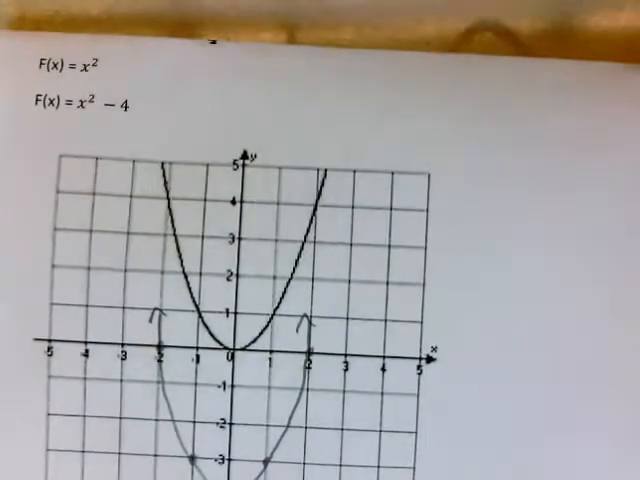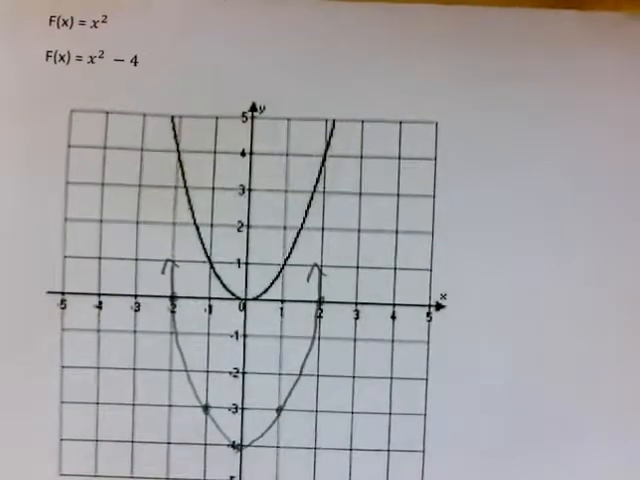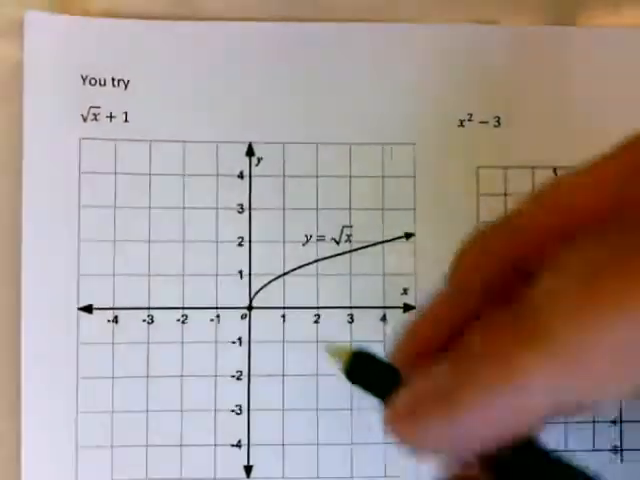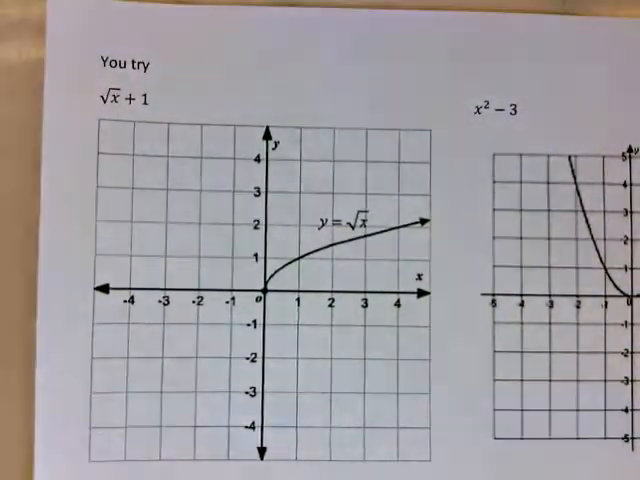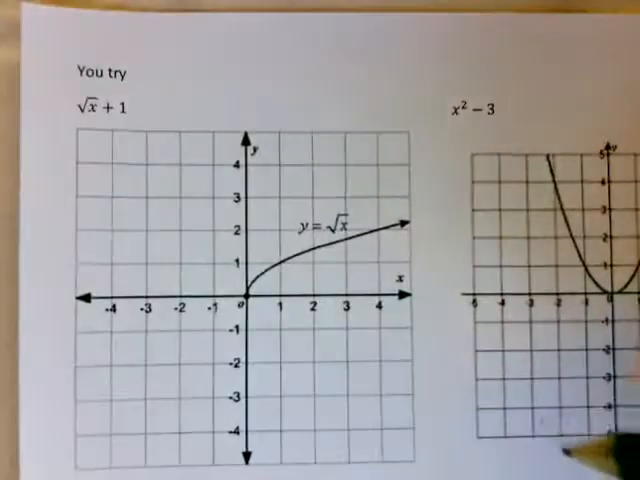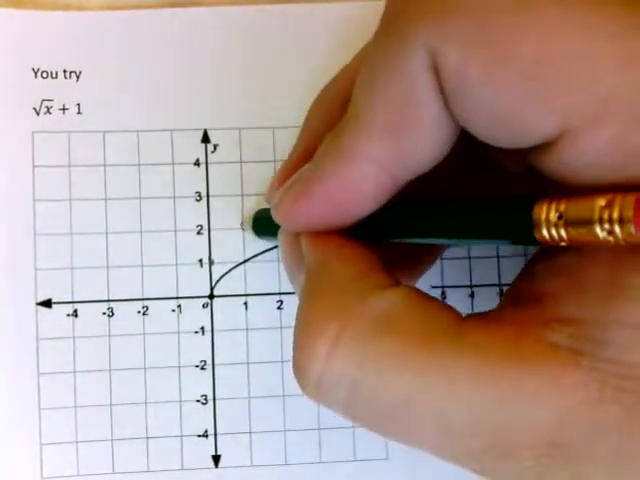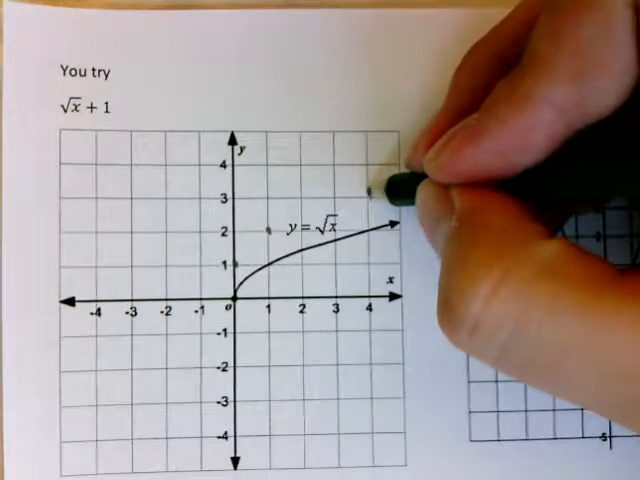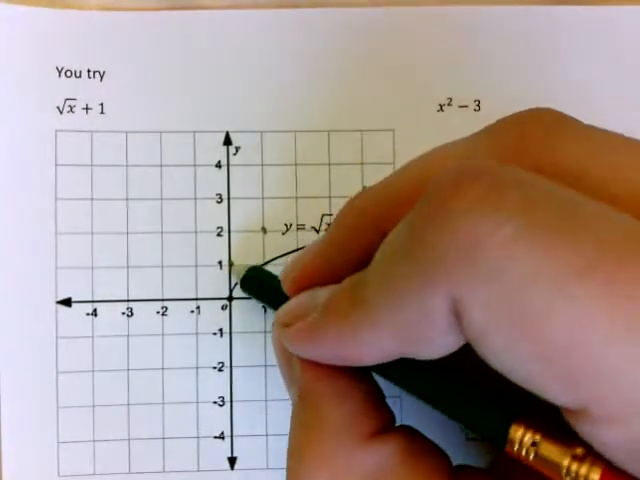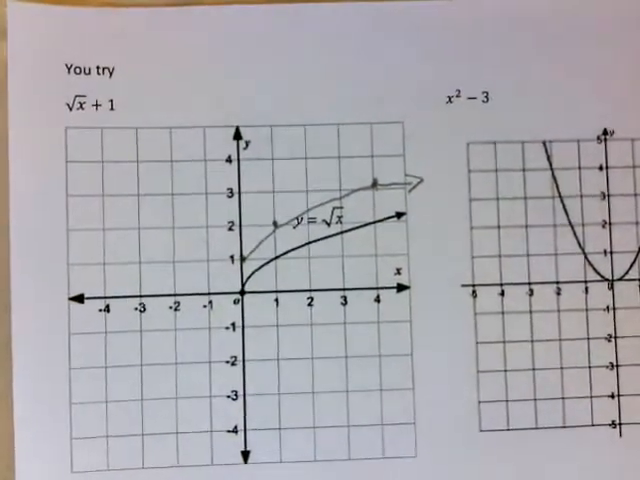Now I want you to try the U-tries by yourself. You should have done these by yourself. The parent function is square root of x. We're adding 1, so we're shifting everything up 1. So this point goes up 1, this point goes up 1, this point goes up 1. Then you connect the dots. Try to make it look as much like the parent function as possible.